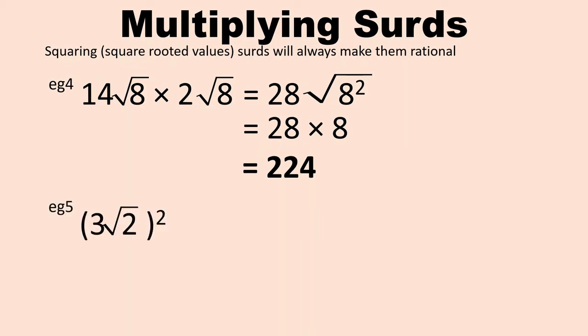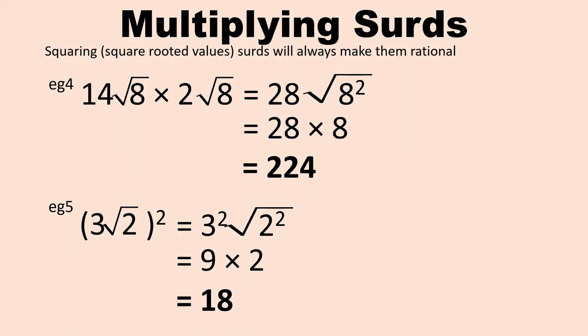This next example should be even more obviously rational because I'm taking an irrational term and I'm squaring it. That means that everything inside the bracket is going to be squared. That's 3 squared multiplied by the square root of 2 squared. 3 squared is 9, and the square root of 2 squared is 2. So 9 times 2, that's 18.